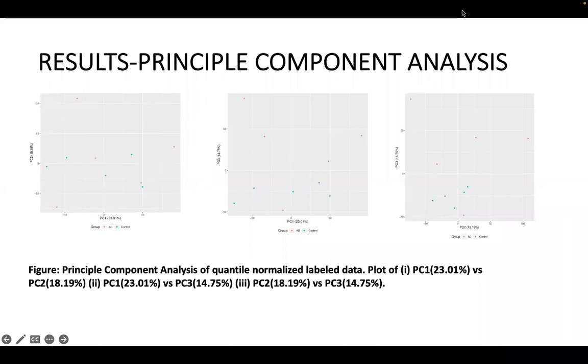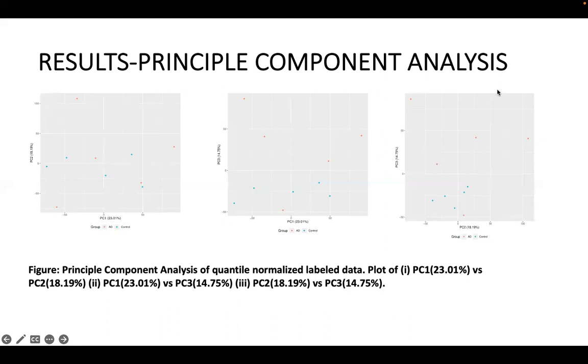After the labeling of data, we perform quantile normalization and principal component analysis. So here is our result. We can see the plot of principal component 1 versus principal component 2, principal component 1 versus principal component 3, principal component 2 versus principal component 3. The principal component 1 accounts for 23.01% variation. Principal component 2 accounts for 18.19% variation. Principal component 3 accounts for 14.75% variation.